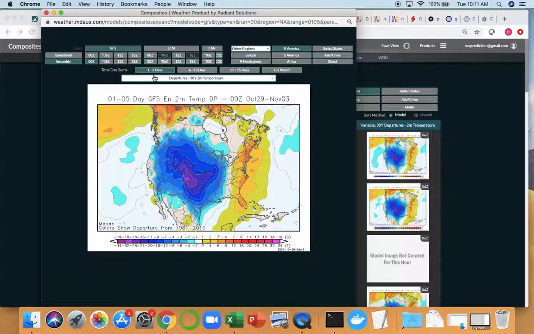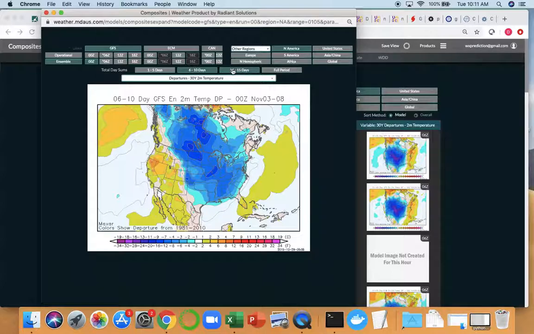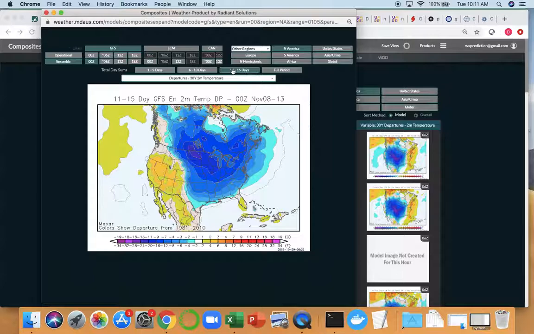And we can look at the 1 to 5 temperature anomalies. There's the United States, a lot of cold, with the exception of the East Coast. 6 to 10, a little bit of an eastward shift, a lot of cold across much of the country. Demand areas in 11 to 15, kind of similar themes, but even colder.